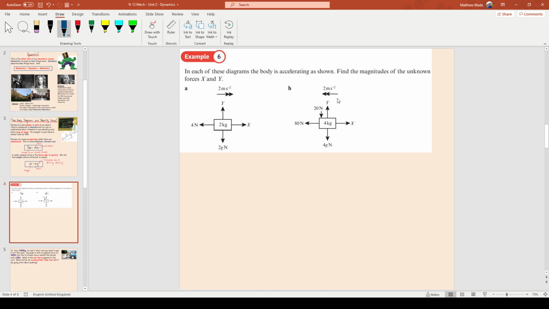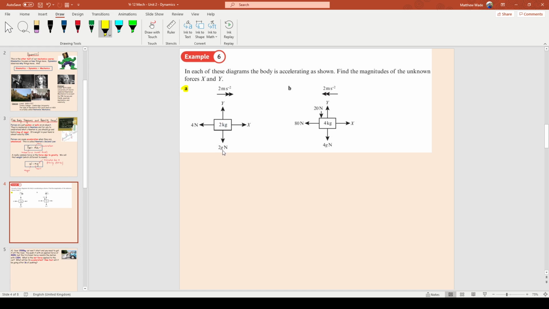Okay, are you ready, buddies? I'm gonna do A, and then I want you to do B by yourselves after. Here's how it goes. What we've got here is an object, okay? An object that weighs 2 kilograms because they put that in it. Now, what we've got here then is there's a 4 Newton force pulling it left. X is pulling it right. We don't know what X is. Y is pulling it up. We don't know what Y is.